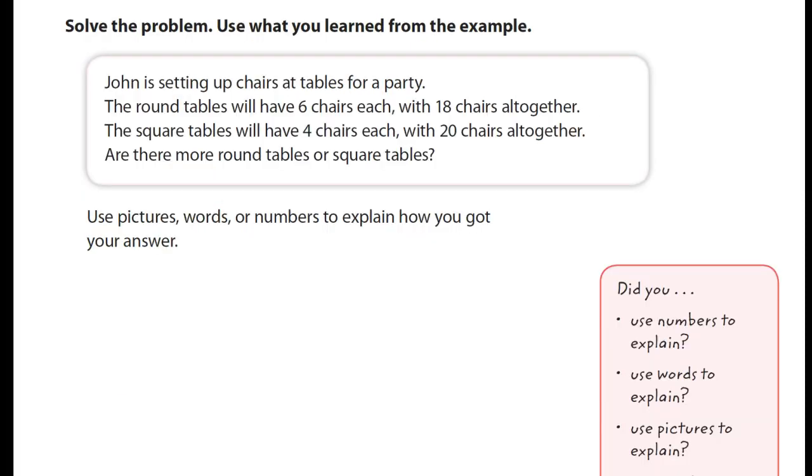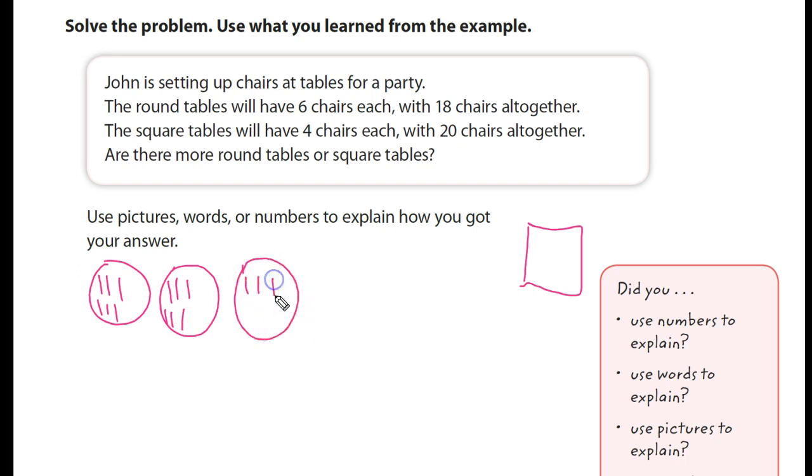So probably use what you learned from the example. And look, you can use pictures, words, or numbers to explain how you got your answer. Let's see, it says Johnny's setting up chairs at tables for a party. The round tables have 6 chairs each. He's got round tables, and then he's got square tables with 4 chairs each. The round tables will have 6 chairs each with 18 chairs altogether. So 6 chairs each: 1, 2, 3, 4, 5, 6, that's one table. 7, 8, 9, 10, 11, 12, that's another table. 13, 14, 15, 16, 17, 18.